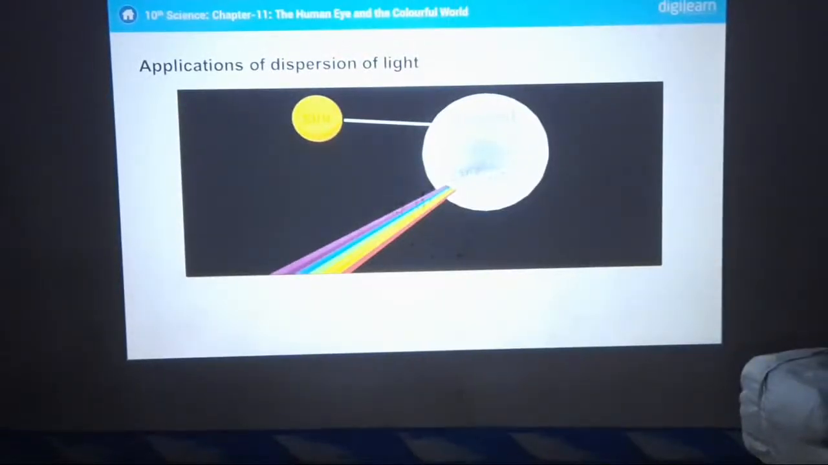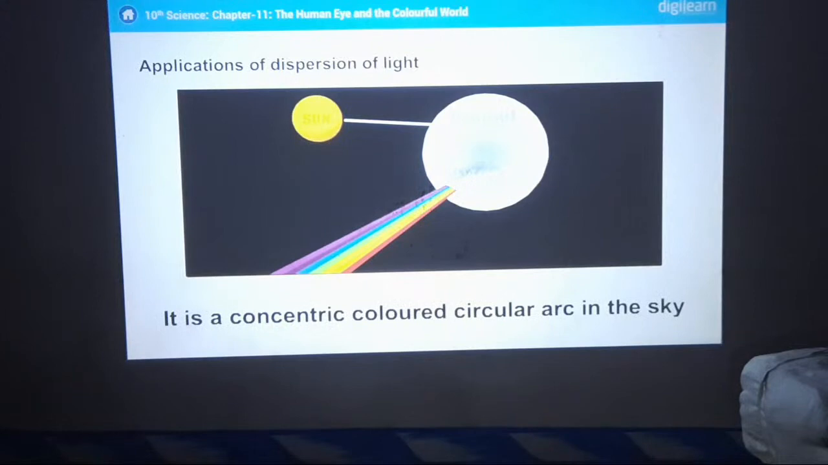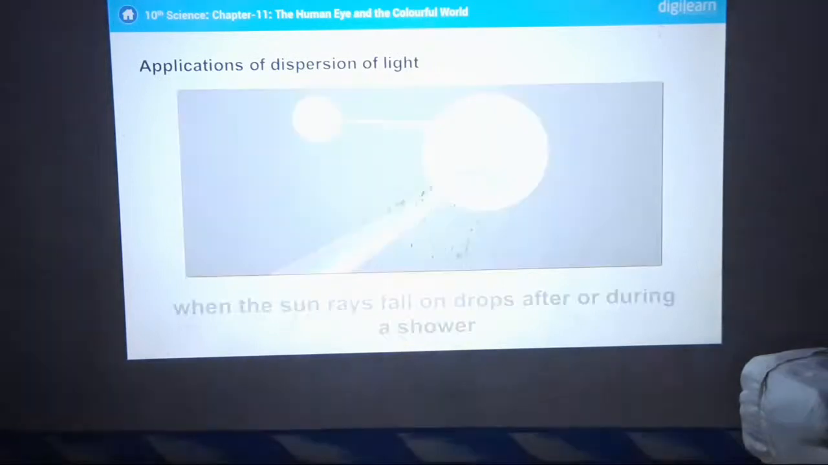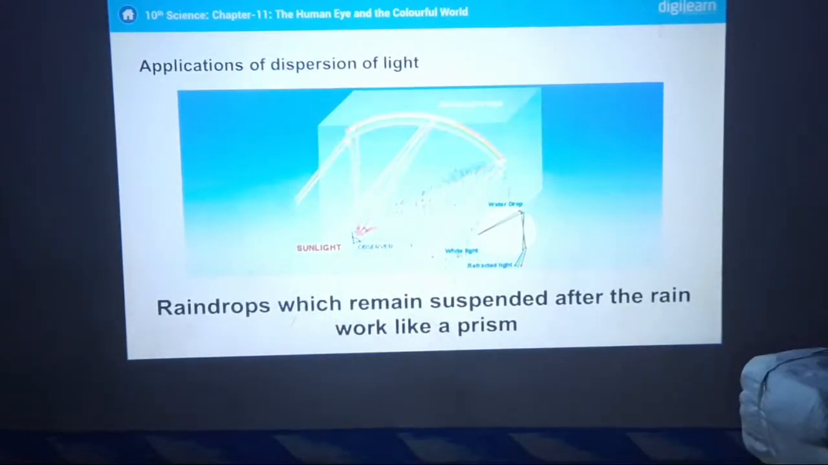Applications of dispersion of light. Formation of rainbow. Rainbows are generally formed after the rain. It is a concentric colored circular arc in the sky when the sun's rays fall on drops after or during a shower. Raindrops which remain suspended after the rain work like a prism.